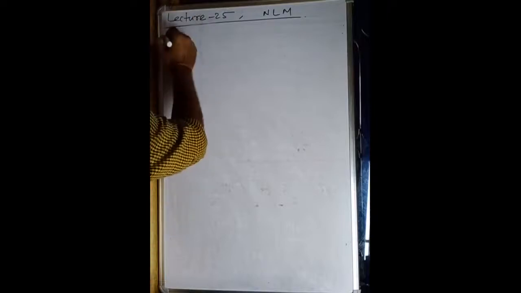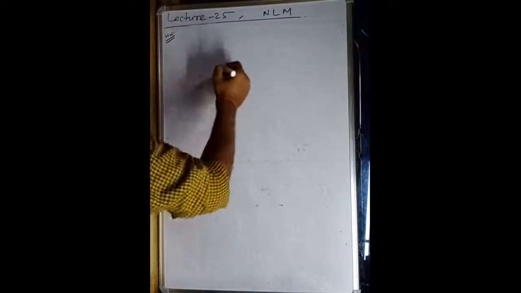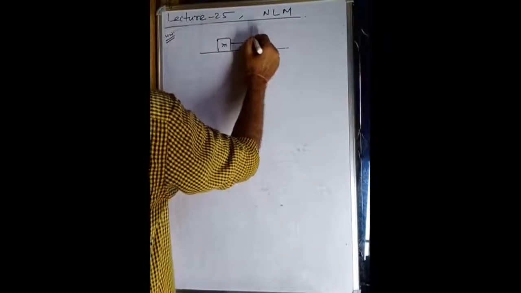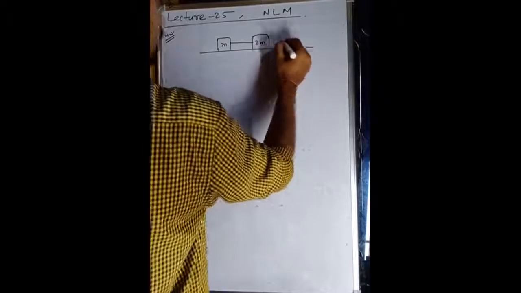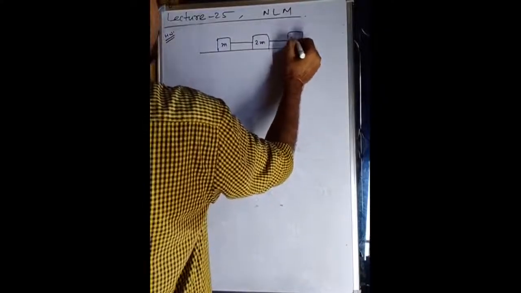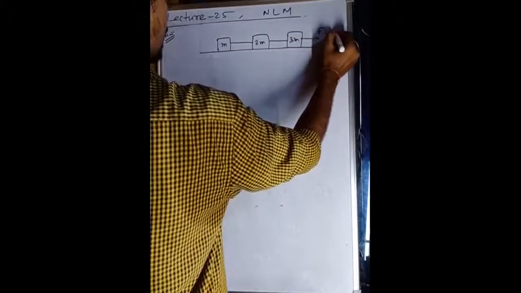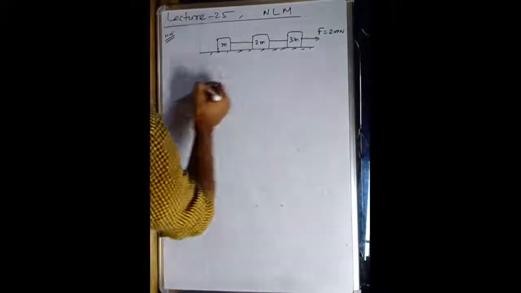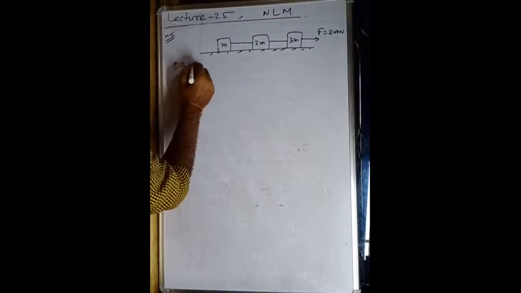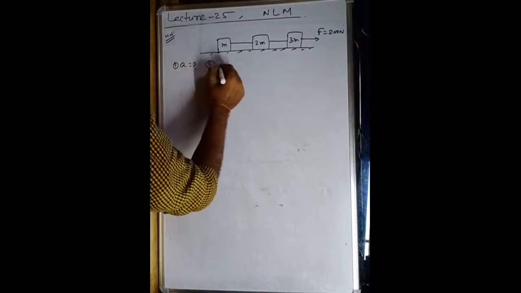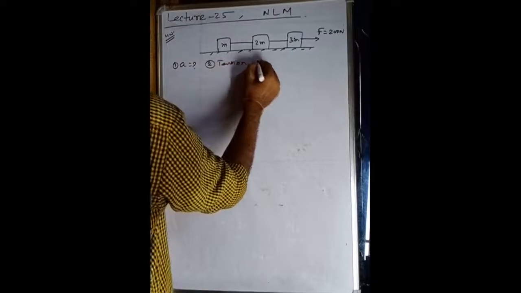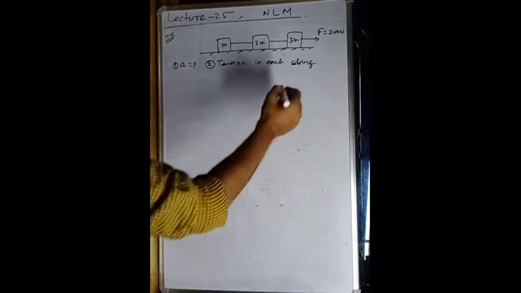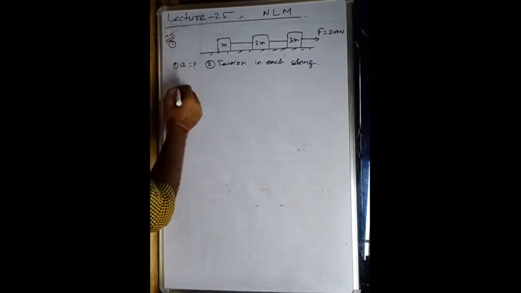Now, this is your homework. M, 2m, 3m, and the force is acting here, 200 Newton, over a smooth surface. The same question, but first you have to find the acceleration of the system. Second, you have to find the tension in each string. Tension in each string you have to find, and the acceleration of the system. This is your first homework, my dear student.